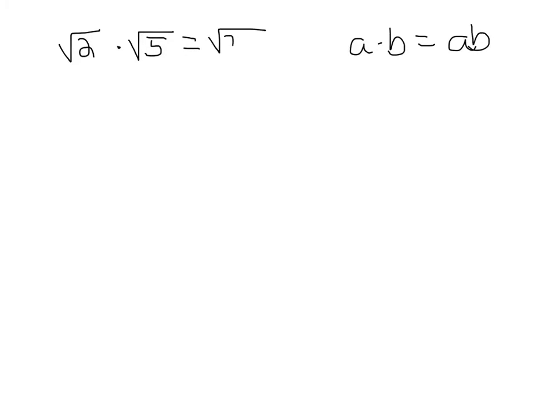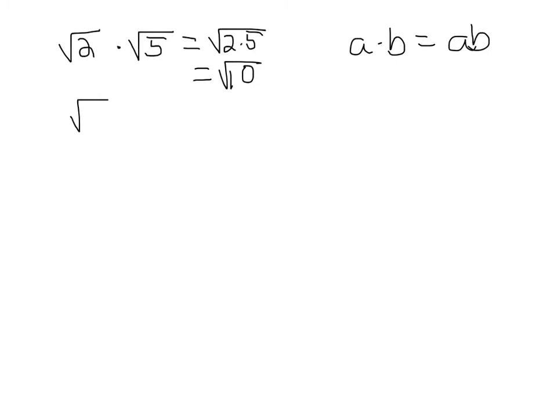If I have a problem that says root 2 times root 5, well, if I said a times b, it would just be ab. Similarly, root 2 times root 5 is root of 2 times 5, or root 10. We already know that from simplifying. This is going the opposite direction of that.